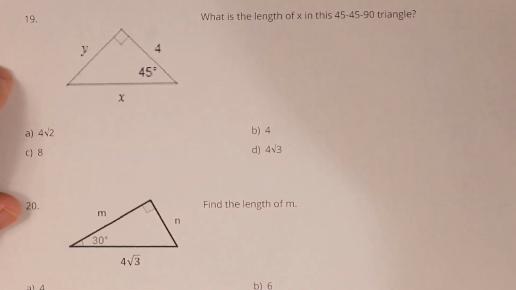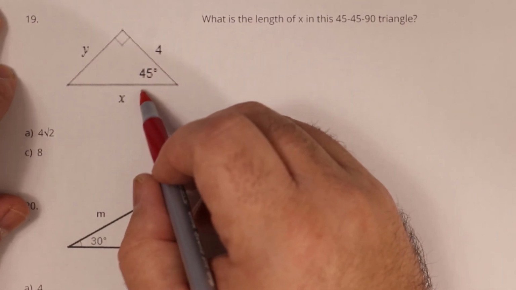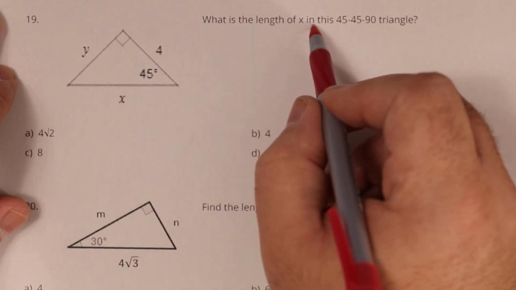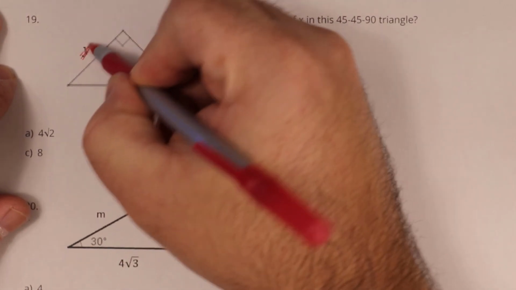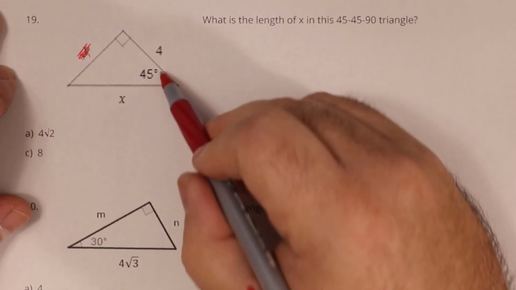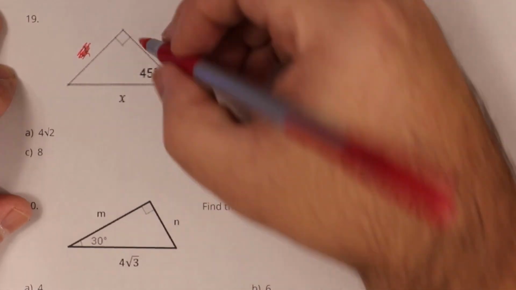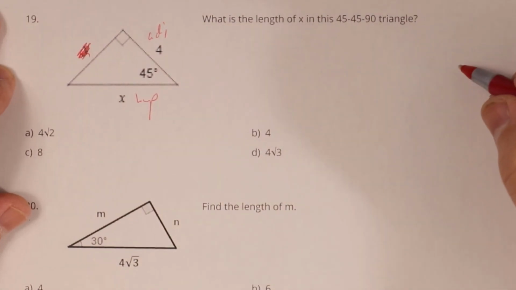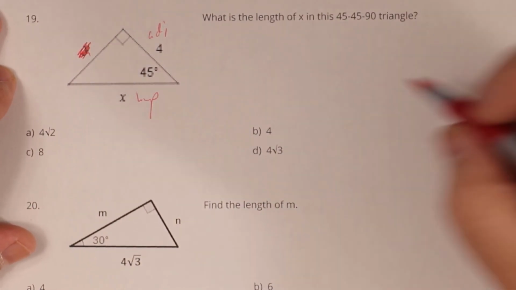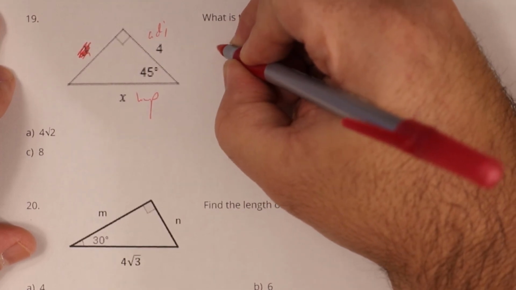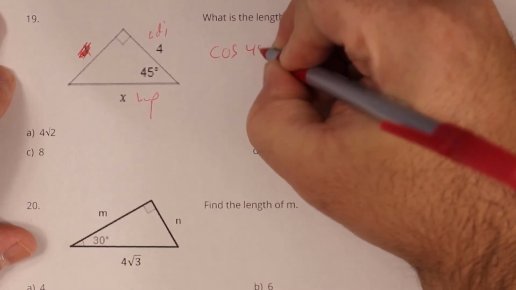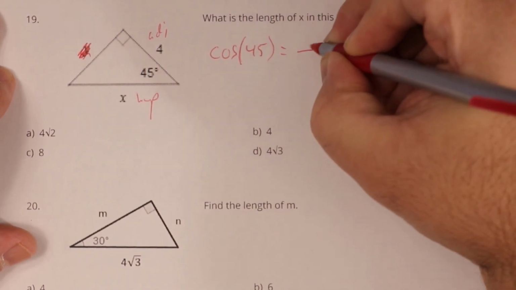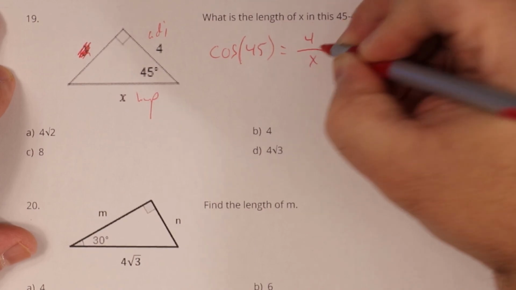Another special right triangle. I'm only worried about x, so I don't care about y at all. This is adjacent. This is hypotenuse. There is a shorter way, but adjacent and hypotenuse is cosine. Cosine says adjacent goes to the top and hypotenuse goes to the bottom.